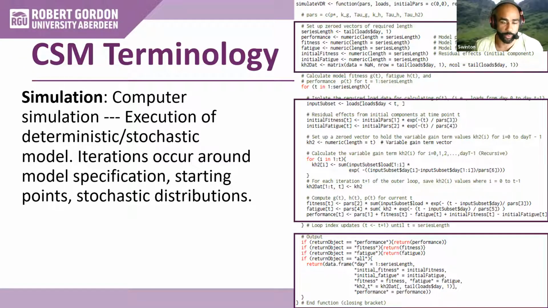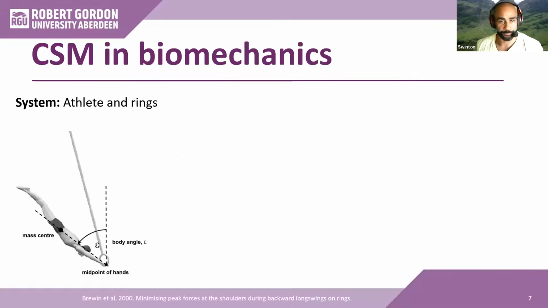What I'd like to do now is go on and give quite a few examples just to provide more context. So in sport and exercise science, CSM was studied originally and most extensively in biomechanics, where models are governed by physical laws that can be created. So in this example from Untitled 2000, a CSM was used to investigate how to minimize peak force at the shoulder of a gymnast performing swings. So in the CSM, the system comprises the athlete and the rings.